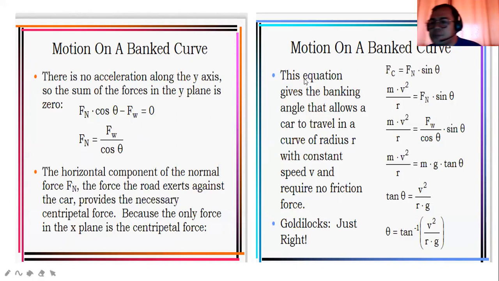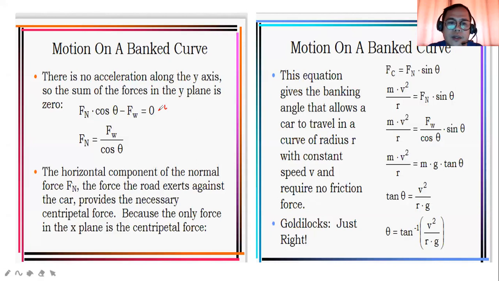So this equation gives the banking angle that allows a car to travel in a curve of radius r with constant speed v and require no friction force. So here, Fc will be equal to Fn sine theta, which is the centripetal force will be equal to the x component of the normal force. So mv squared all over r is Fn sine theta. And mv squared over r is Fw cosine theta, as we have in this equation here.